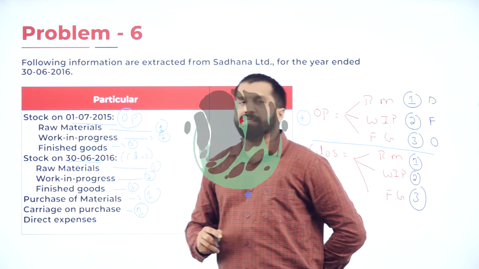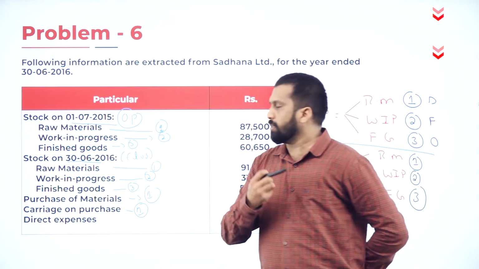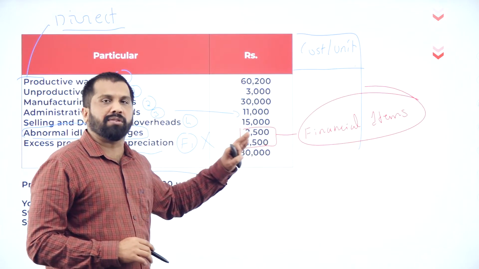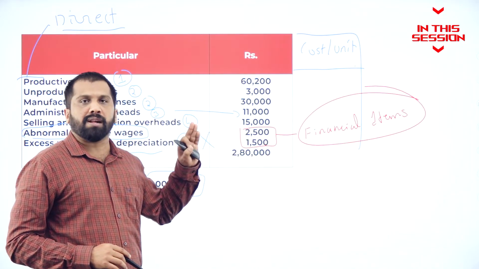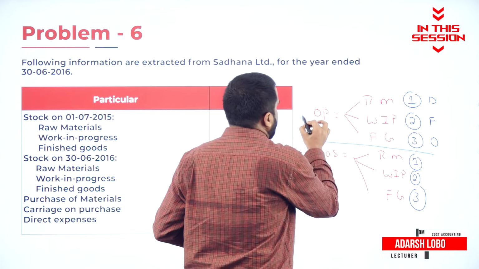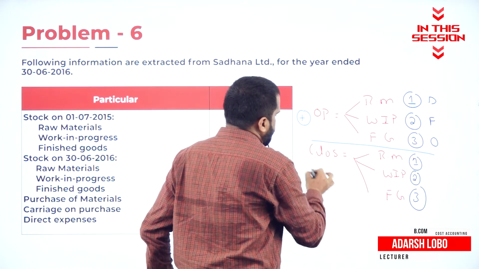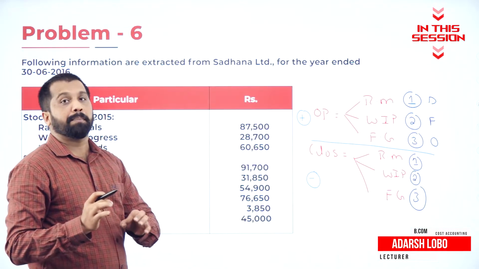Carriage on purchases, in the sense of carriage inward. All the financial items we don't consider under cost accounting. All the opening stock will be addition. All the closing stock will be deletion, in the sense minus.